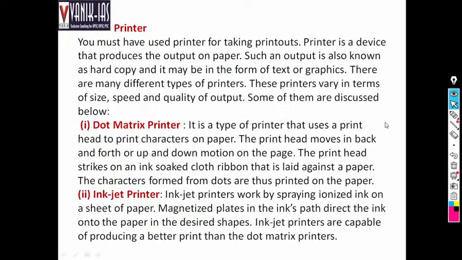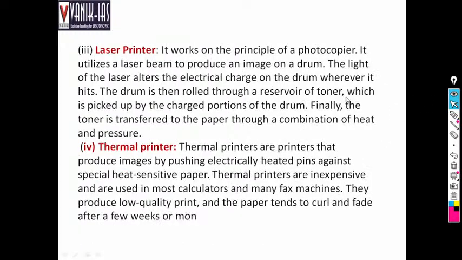Then we know the printer: the dot matrix printer, which is the earlier used printer; the inkjet printer, which sprays ionized ink; and third, the laser printer, which uses laser light and electrical charge. Then the thermal printer, which prints images by pushing electrically heated pins against special heat-sensitive paper. In the output of a laser printer, we also see some temperature, right?